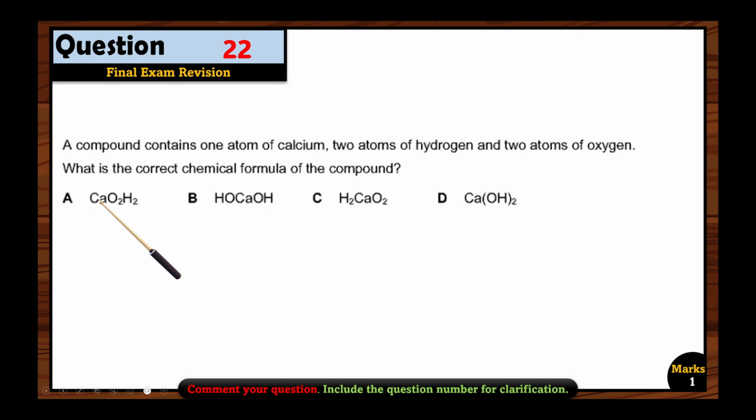So here the metal name comes first, right? Here also the metal name comes first, right? But here the non-metal is coming first. So B and C options are not right. Now we are just left with A and D.